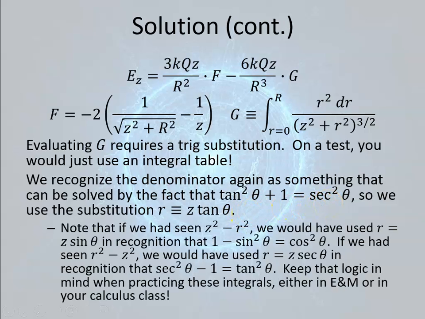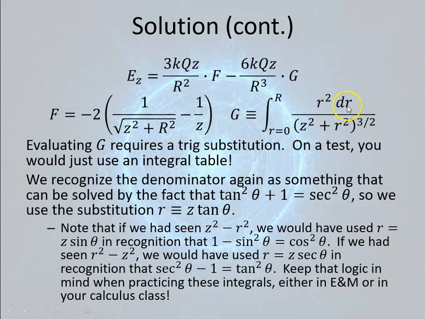Okay, so tan squared plus 1 is secant squared. Now, the derivative of tan theta is also secant squared. So at first it seems like, oh, that's going to be good. Things are going to end up canceling. But the thing is, we have different powers of these things.